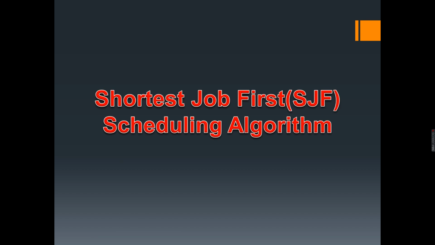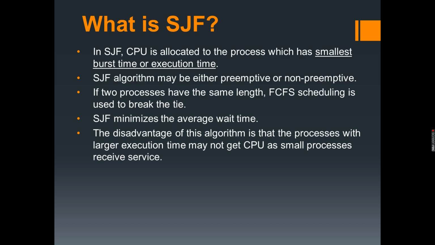So let's start with today's topic, the shortest job first scheduling algorithm or SJF. So what is SJF? SJF is an algorithm in which the CPU is allocated to the process which has the smallest burst time or execution time. The SJF algorithm may be either preemptive or non-preemptive. If two processes have the same length, FCFS scheduling is used to break the tie between those processes.